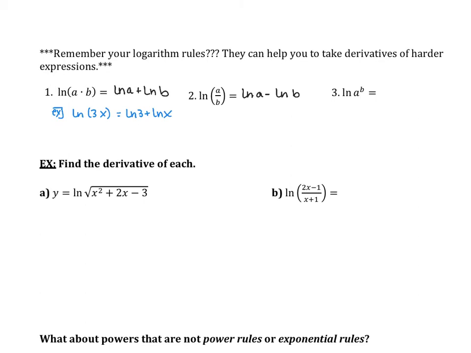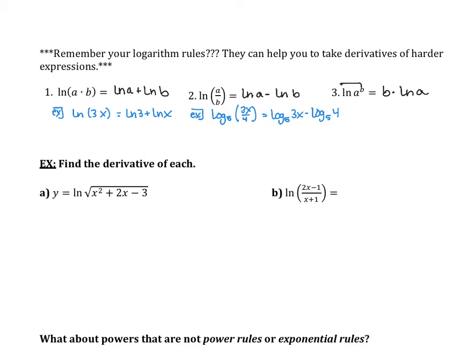So if, for example, I happen to have something like, and we can do this with log base, if I had log base 5 of 3x over 4, I could rewrite this as log base 5 of 3x minus log base 5 of 4. Okay, last one. Anybody remember what we do here? Hopefully we remember that we bring this power down to the front. So we would have b times the natural log of a.